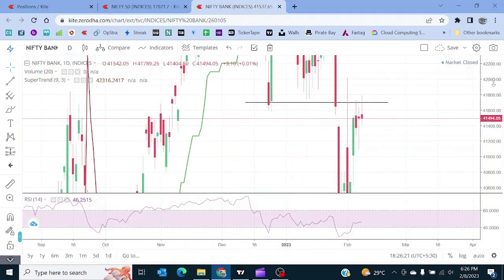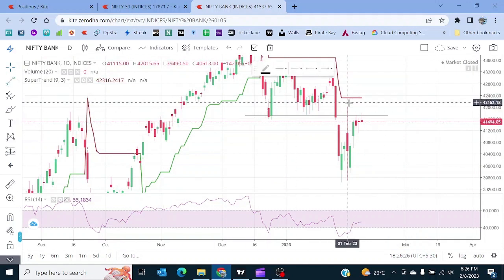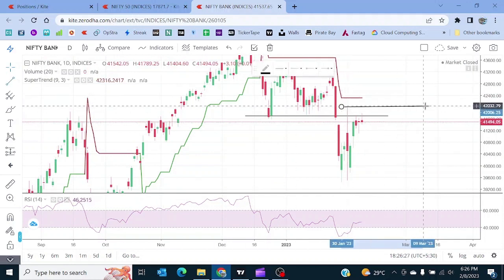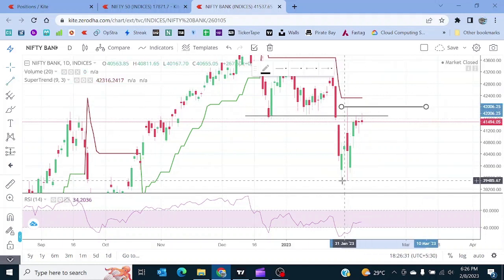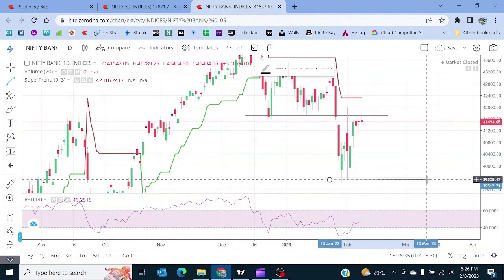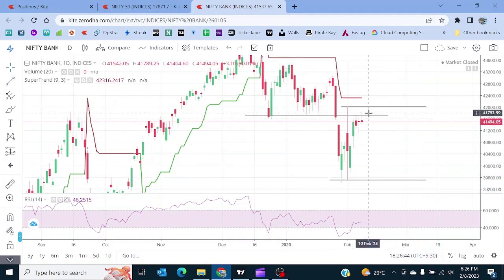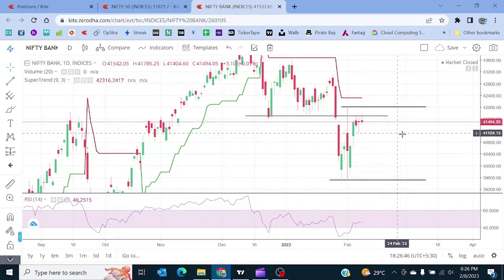Again, we'll follow the same thing. If we go above the budget day candle, which is this, okay, 42,000, and on the lower side, it is this one. We are very far from the lower side, but you never know. We may see this in upcoming weeks as well. So it is quite interesting to see how it behaves, and based on that, we'll take the trade.